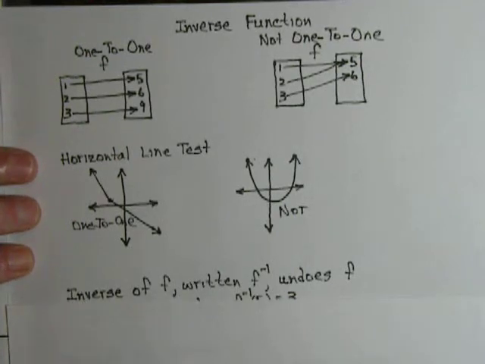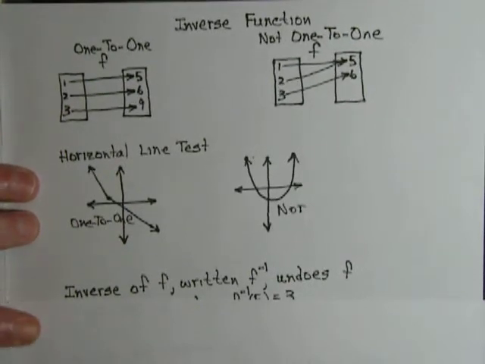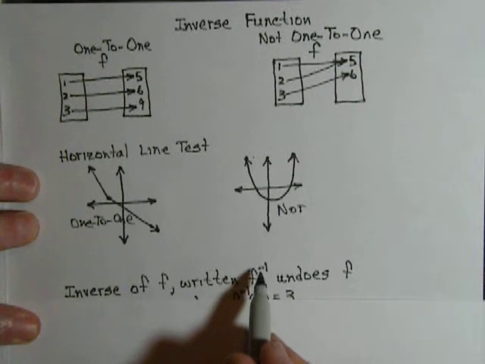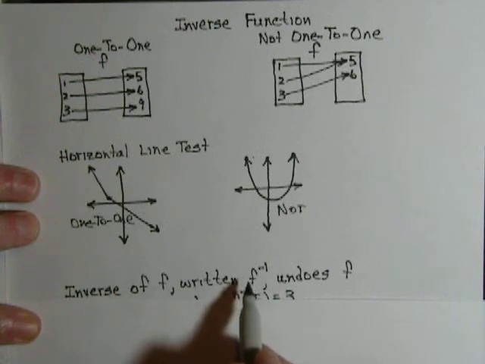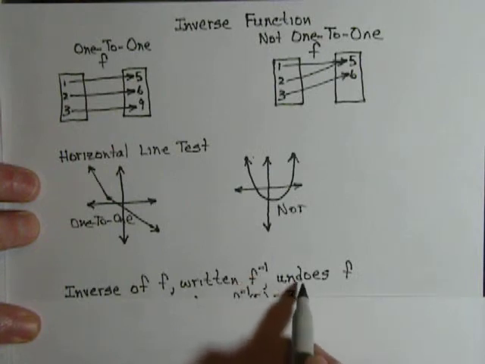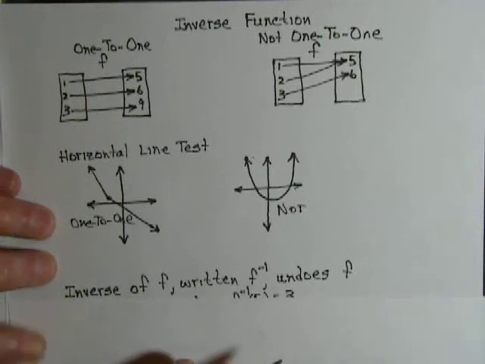Now we're ready to talk about the inverse function. And basically what the inverse function does, the inverse of f, written as f to the negative 1 power. I know we normally think of negative 1 power meaning reciprocal, but in this case it means inverse, not 1 over. The inverse of f, written f to the negative 1 power, undoes f. Now what does that mean? Well, here's what it means.